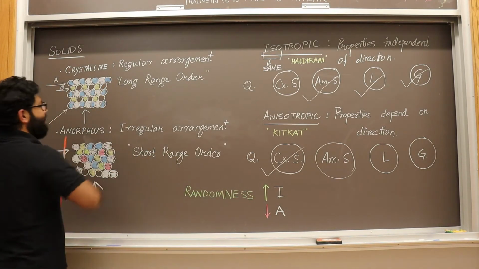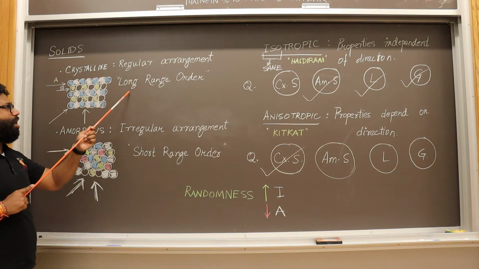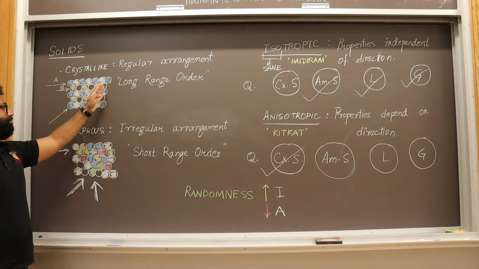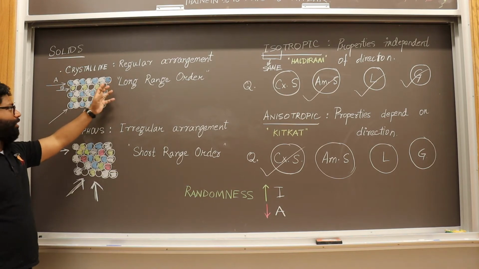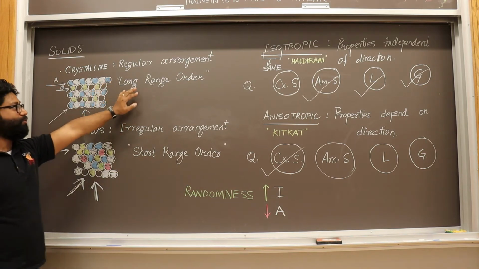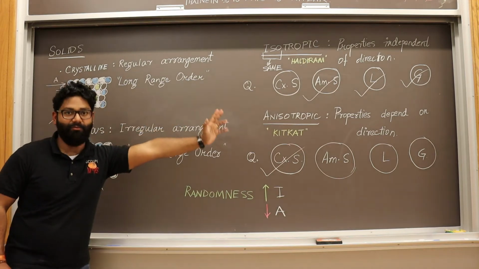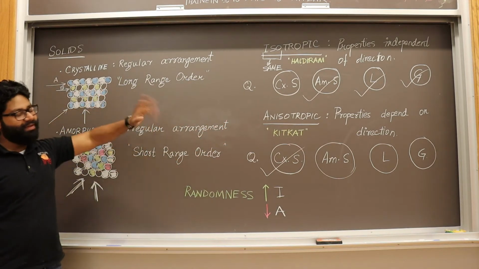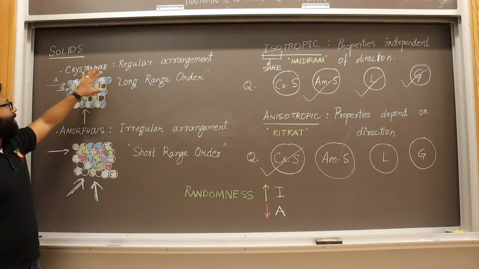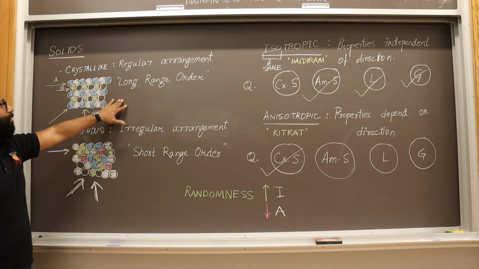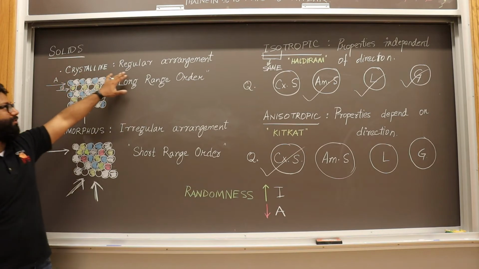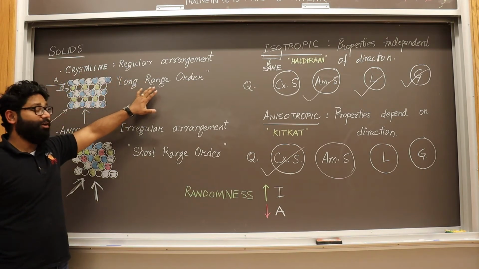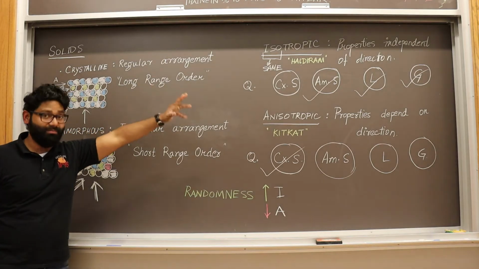So we know that it has a regular arrangement and it's a long range order. You can predict the next particle or the type of the next particle up to a very long distance, right? Now, this might have some defects, but we'll talk about these things later. For understanding as of now, crystalline solids have a regular arrangement, very predictable, and they are very predictable for a long distance, right?